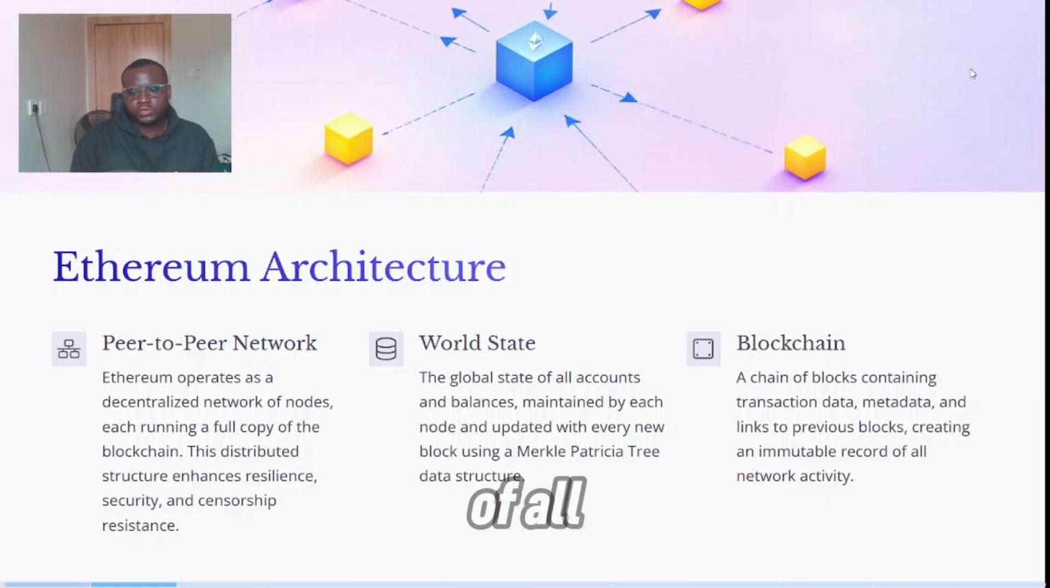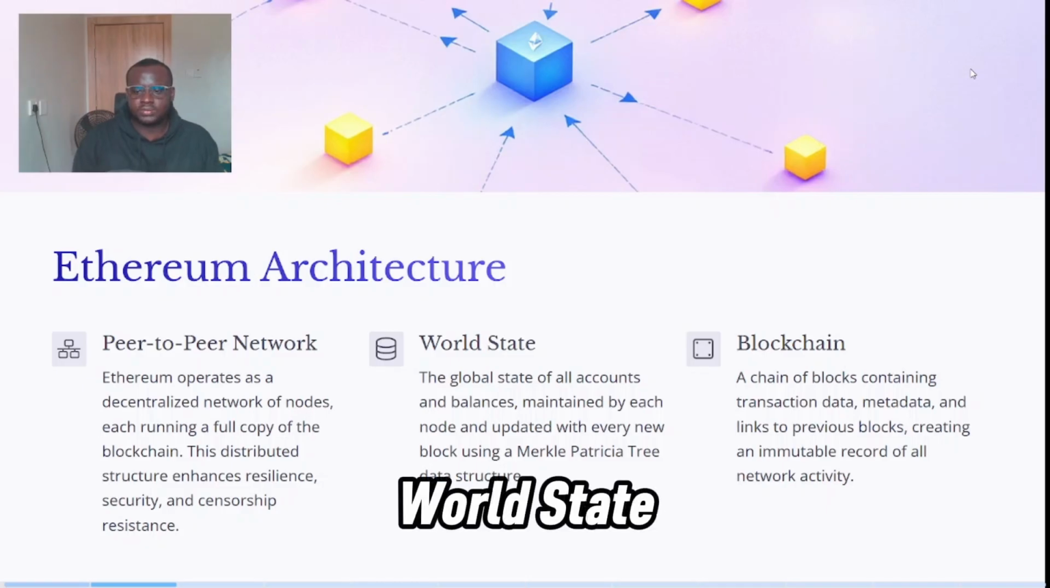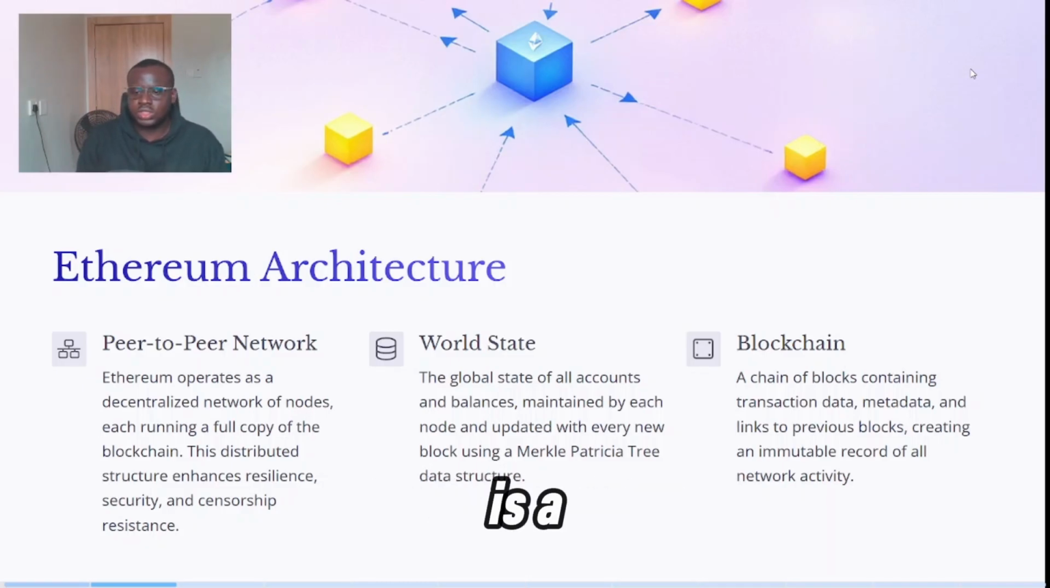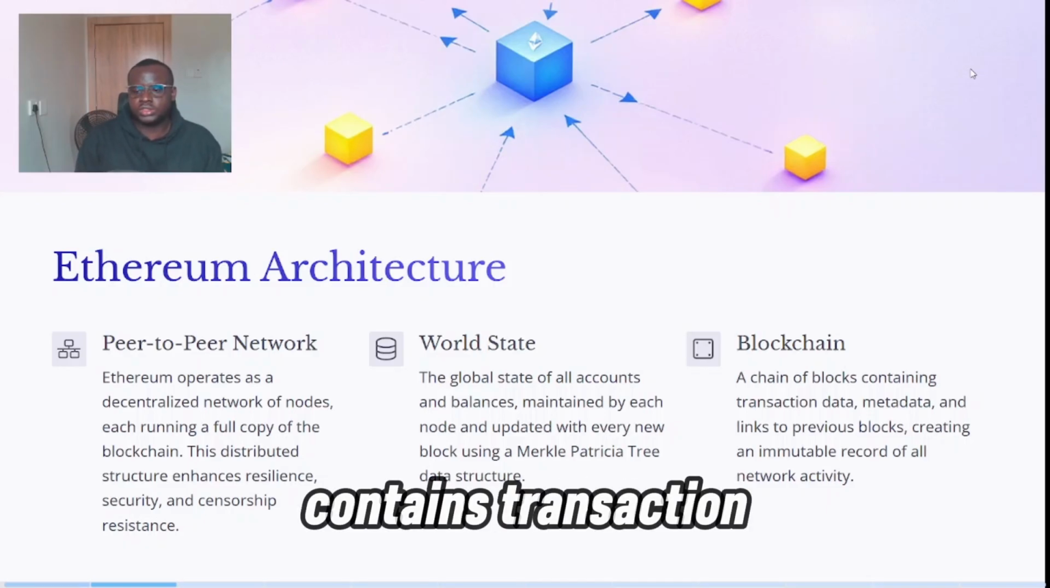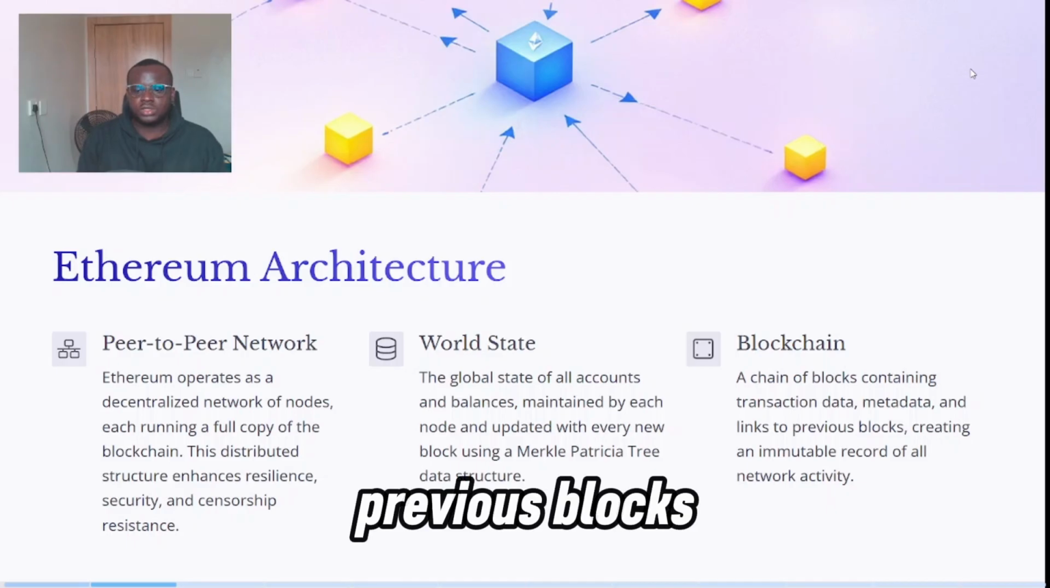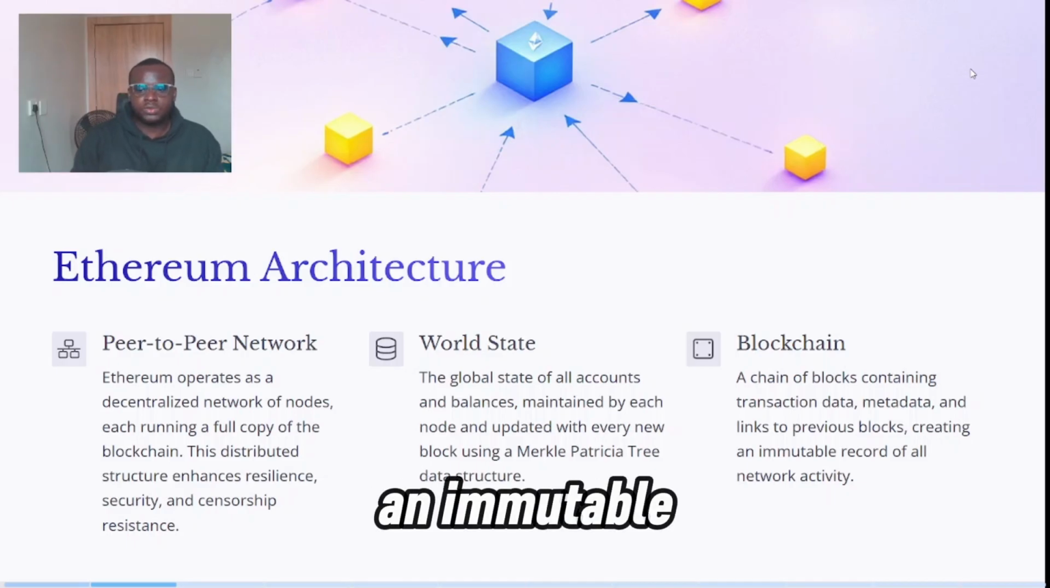And the global state of all accounts is maintained by each node and updated with each new block that is added to the data structure, which makes up the world state. Also, the blockchain, as we all know, is a chain of blocks that contains transaction data, metadata, and links to previous blocks, which creates an immutable record of all network activity.